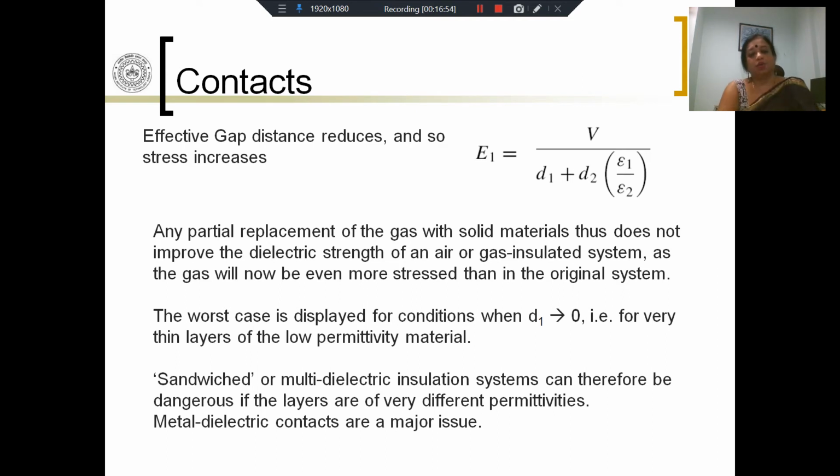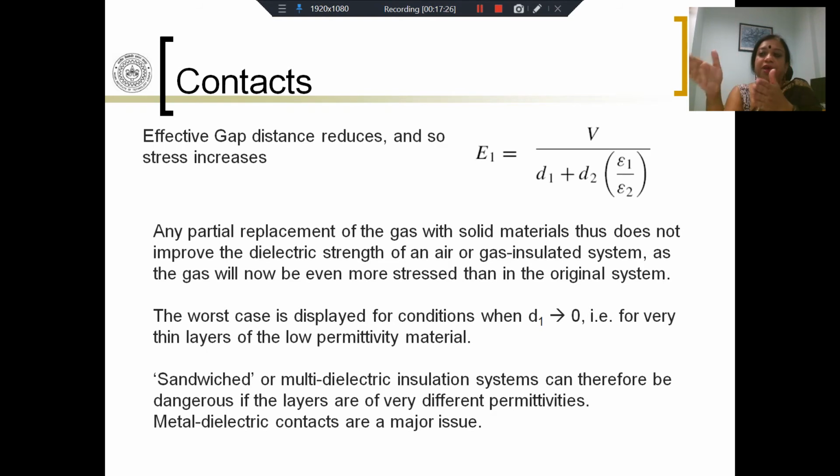So as I said, the worst case is displayed for conditions when D1 tends to 0, that is for very thin layers of low permittivity material. So you should always avoid adjacent layers of materials with very highly disparate permittivity. If you have a layer of epsilon 1, do not place next to it a layer of epsilon 2, which is very dramatically different from epsilon 1.